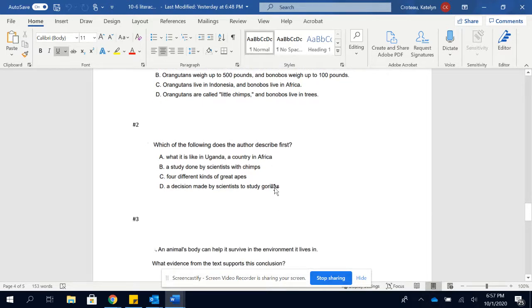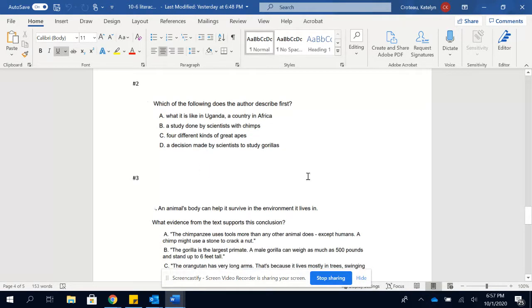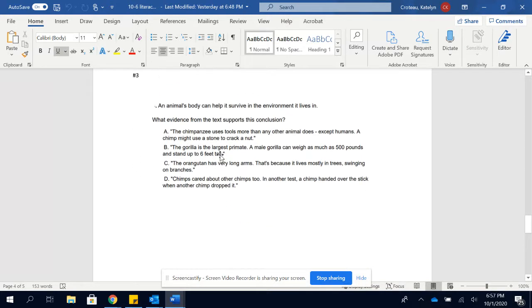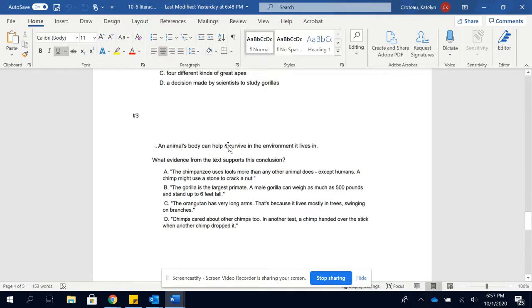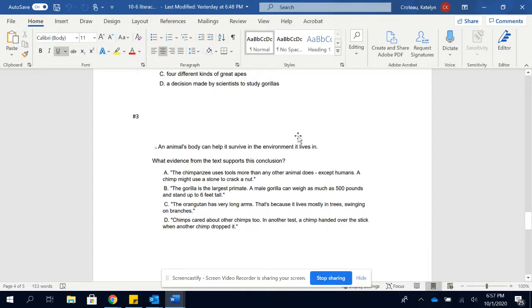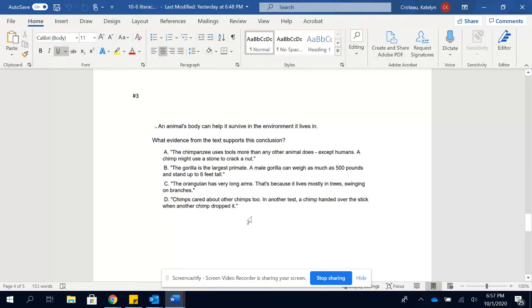Now, I want to mention something. If you have a level 2, you have an additional question. And so I believe it's your number 5 question. So if we get to a point where you're like, wait a minute, you didn't read that question, or, oh, that's out of order, that's because level 2 has an additional question on there. So I want you to keep that in mind if you're a level 2.